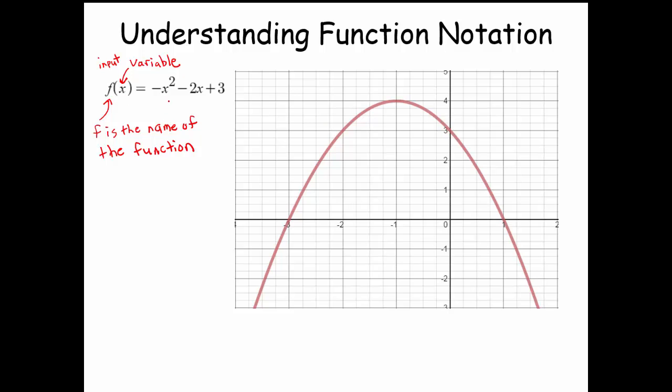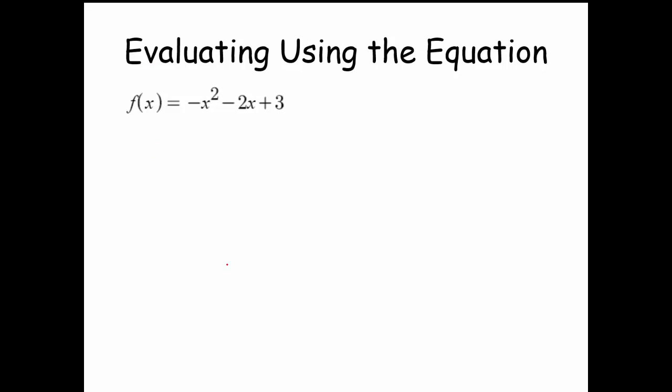We're going to talk about how we can get outputs from given inputs when we look at the algebraic representation, the equation, and also when we look at the graph of the function. This red parabola here, all of the points in red, those are all of the points that lie on the function f, all of the points that make up the function f, so to speak. So let's do some examples where we're evaluating using our algebraic representation.